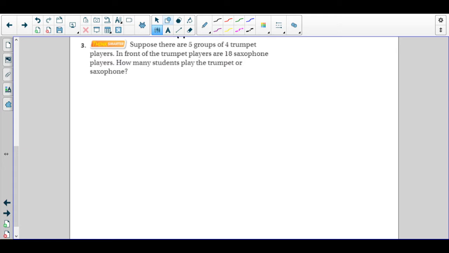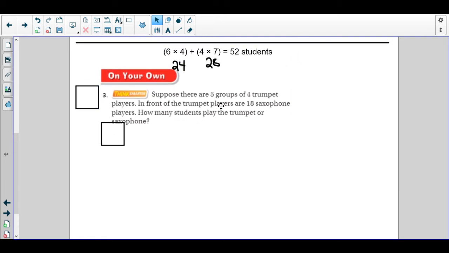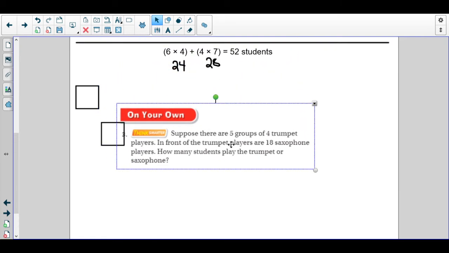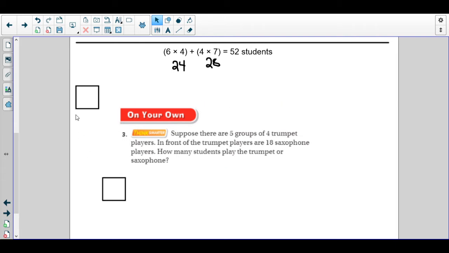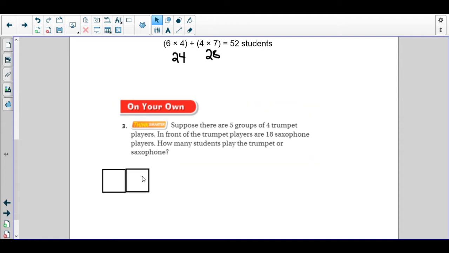I know we did this on a previous example, but we're going to go ahead and get this cleaned up just a little bit. First of all, we will go ahead and use the model here. So we have 5 groups of 4 trumpet players. We can bring it down a little bit. That would be very helpful. So we'll get this one locked into place. There we go.